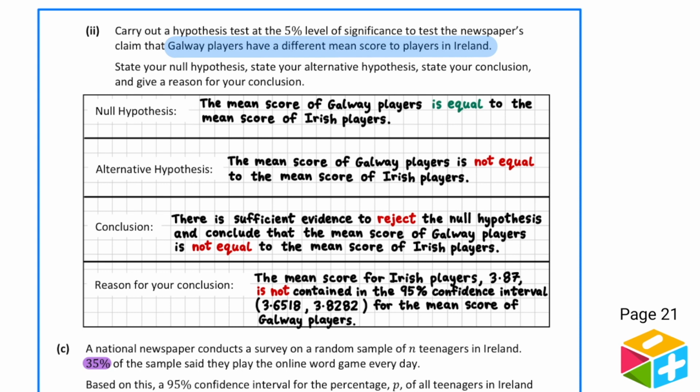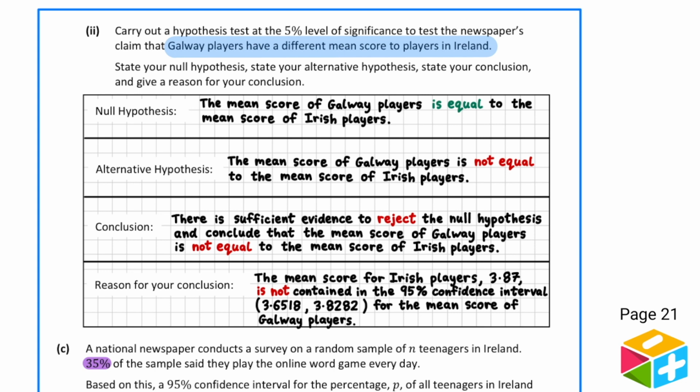When we do hypothesis testing, the null hypothesis tends to include equality. In other words, it's often in the form something is equal to something else. In this context, our null hypothesis is that the mean score of Galway players is equal to the mean score of Irish players.